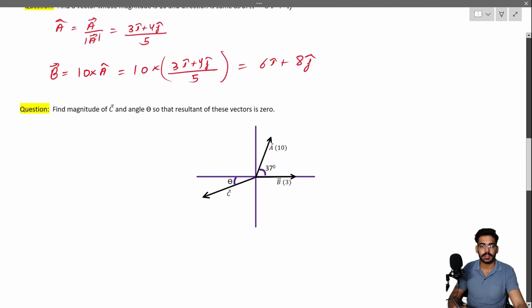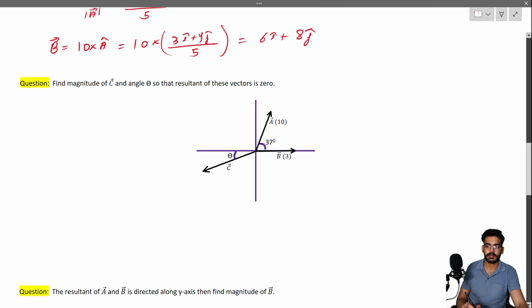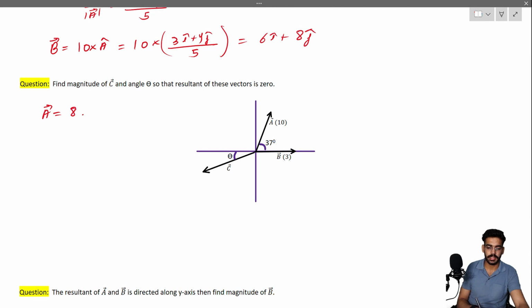Okay, next question we have: a vector making angle 37 degree, b vector that is 3, and c vector that's given theta. Find magnitude of c and angle theta so that resultant of these vectors is 0. So let's write down one by one. We have a vector, component form you can divide, right? So component form, if you divide, you will get 8 i cap plus 6 j cap. Okay, b vector is already in i cap direction, so 3 i cap.